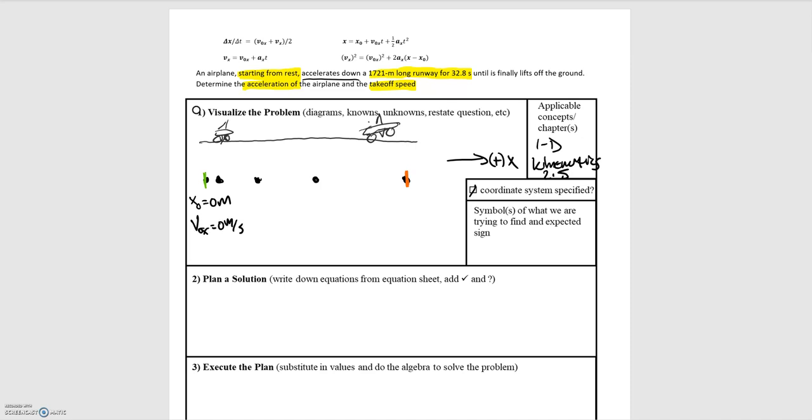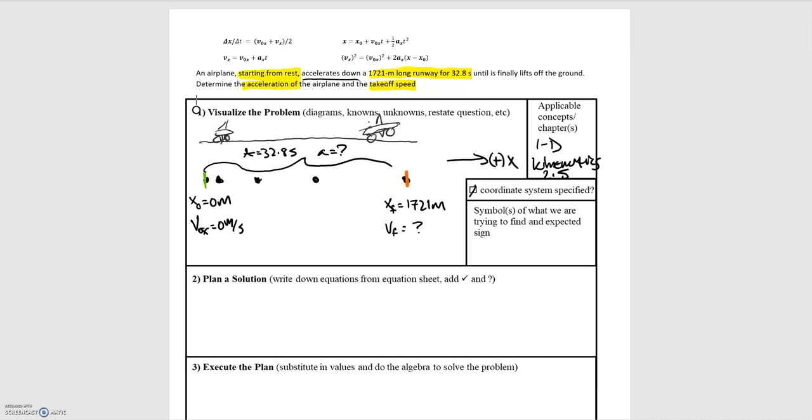We're told that the airplane starts from rest, so the initial velocity is going to be 0 meters per second. Now at this final position, we know that it's taking off at the end of the runway, which is 1,721 meters. So that's our final position. We don't know anything about the final velocity because that is related to what we are trying to find. Spanning the entire motion diagram, we know a few pieces of information. The time that it takes for this motion is 32.8 seconds. The acceleration we don't know anything about, but we are asked to solve for it.